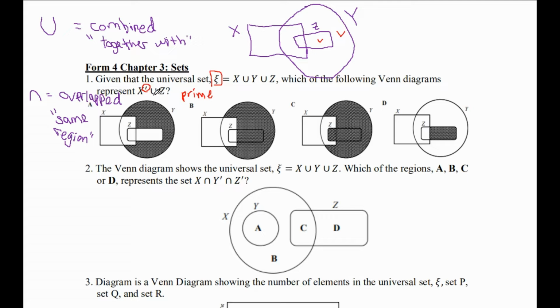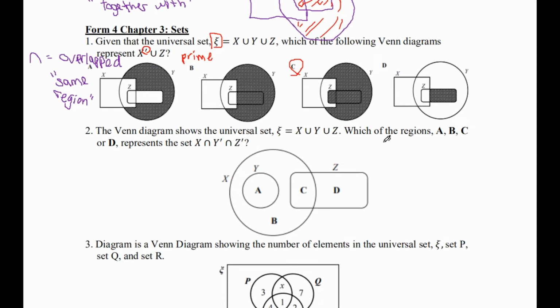Union means combine or together with. So together with z. Z is this one, so we have to combine with z. So the final shaded region will be here. The answer will be C.